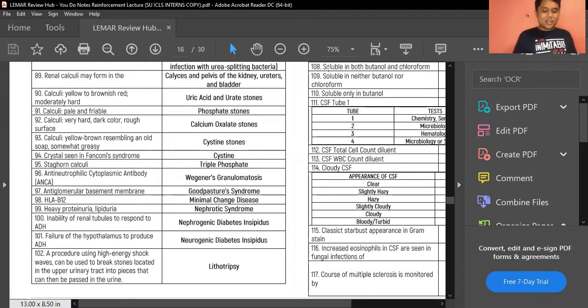Okay? Inability of the renal tubules to respond to ADH. So the tubules are the problem, you have nephrogenic. Failure of the hypothalamus to produce ADH, you have neurogenic. Alright? A procedure using high energy shock waves to break stones in the upper urinary tract into pieces that can be passed in the urine, of course, lithotripsy, or extracorporeal shockwave lithotripsy. Okay? Lithotripsy uses shockwaves to break stones into smaller pieces that can be passed in the urine. Alright? Okay, go.